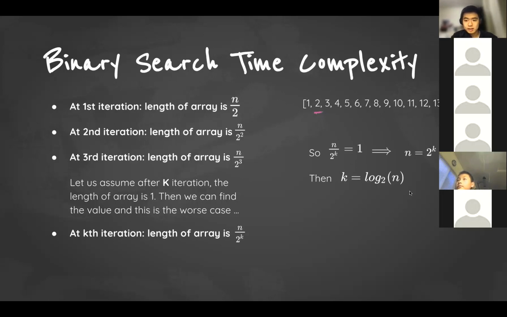Do a bit of math, take the log of both sides. You'll get that k equals log base 2 of n. Hence, the time complexity is just O log n. And then if you know a bit of log, you'll know that this is a lot faster than O n.